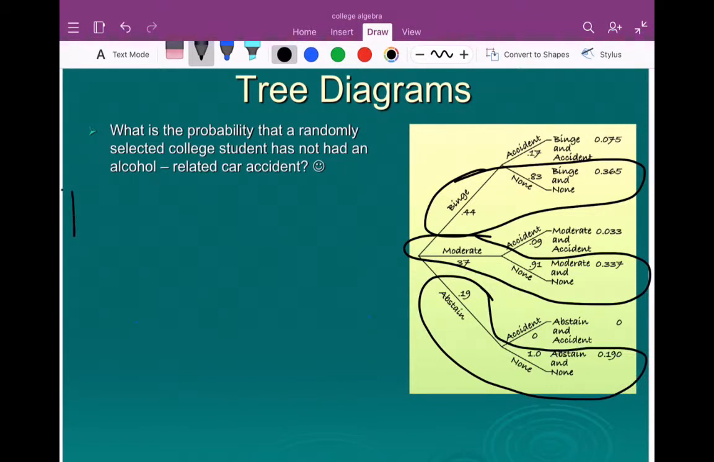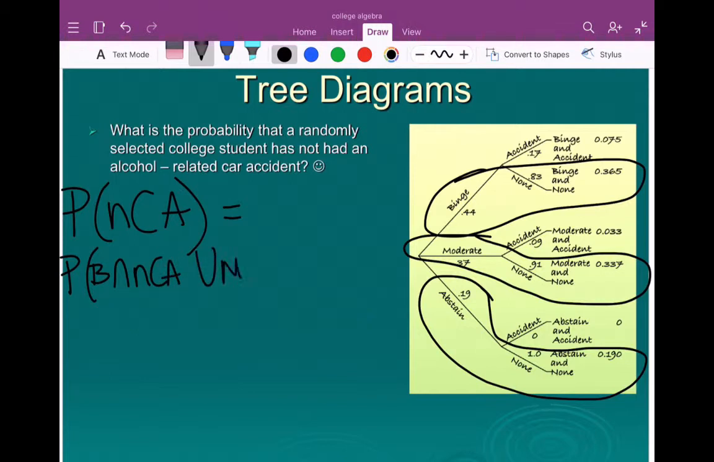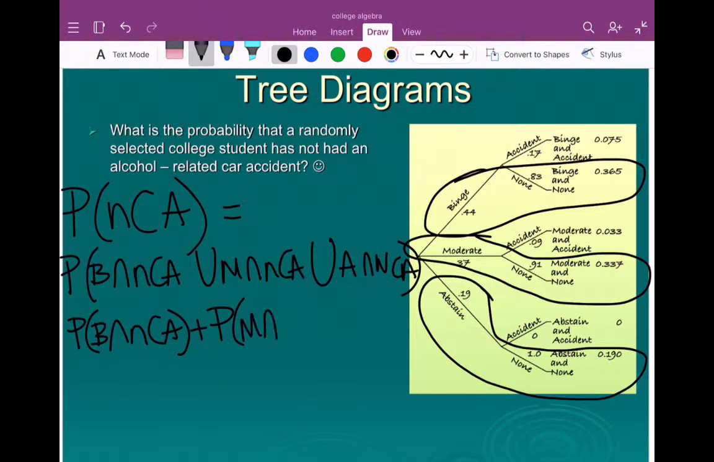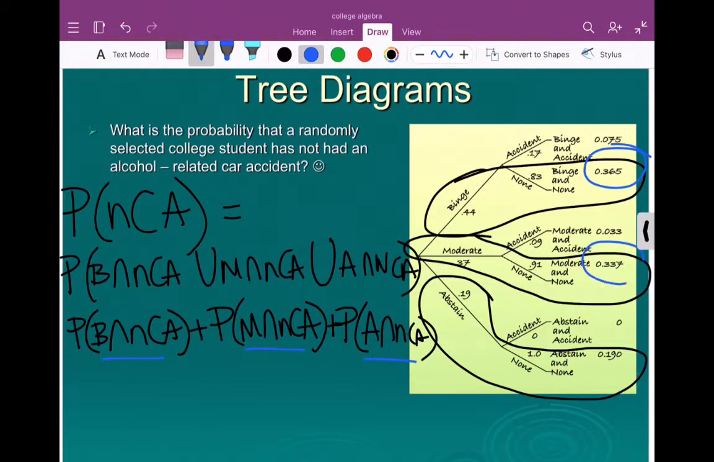So this is going to be the probability of not being in a car accident. This would be equal to the probability of binge drinking and no car accident, or moderate drinking and no car accident, or abstaining and no car accident. Or means we add. So this really becomes the probability of binge drinking and no car accident, plus the probability of moderate drinking and no car accident, plus the probability of abstaining and no car accident.